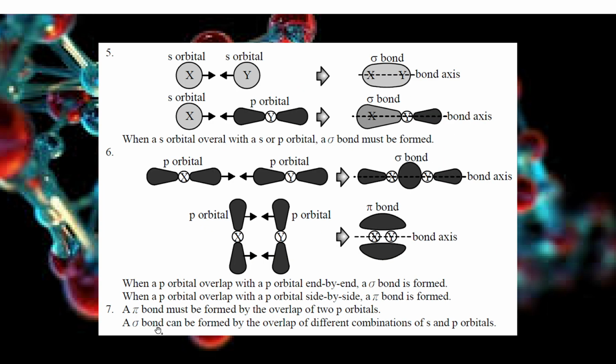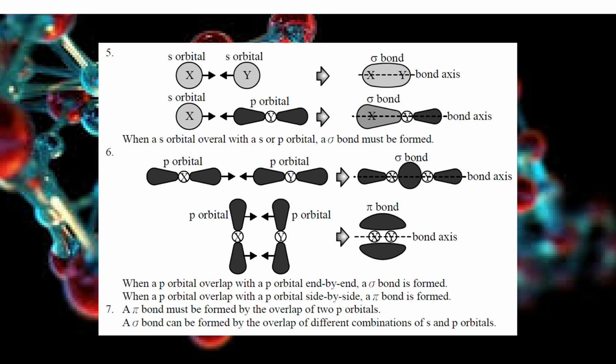Visualization is best. If it's s-s orbitals, sigma bond like this; s-p is like this; p-p is like this. But the pi bond is p-p sideways, up and down. So you find out, if it is a pi bond, it must be p-p sideways.